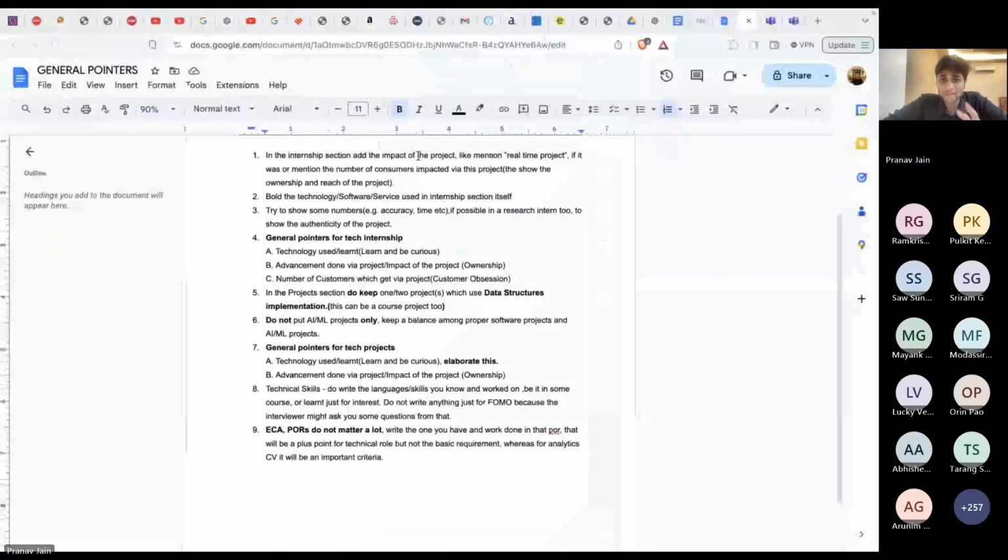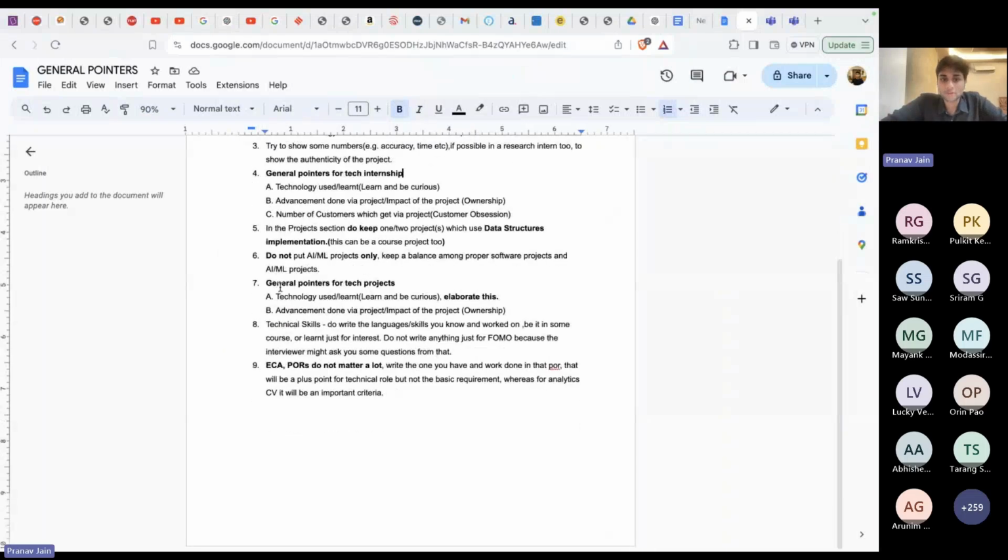Thirdly, how to structure the projects also. So these are some general key points. The points are the same, I just removed the customer obsession part in the technical projects, because in technical projects it may be possible that whatever project you made might not be a customer centric project, and it might be some research project itself. So if you have some research project or research internship, then remove the customer obsession point from here and focus on the first 2 points only.